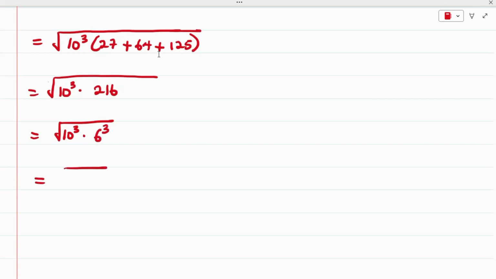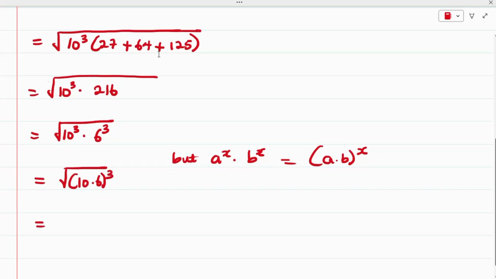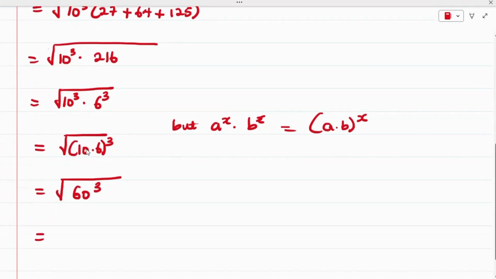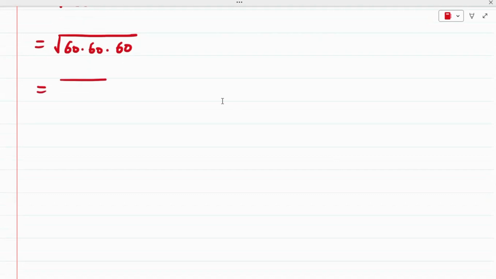So this is equal to the square root of, now if we have a raised to the power of x multiply b raised to the power of x, we can easily express this to be a multiply b, or raised to the power of x. So we have this to be 10 multiply 6, or raised to the power of 3, and this is equal to the square root of 10 multiplied by 6 is 60, or raised to the power of 3. Alright, so at this point we can easily express this to be equal to the square root of 60 multiplied by 60 multiplied by 60. So we have this to be equal to the square root of 60 square multiply 60.